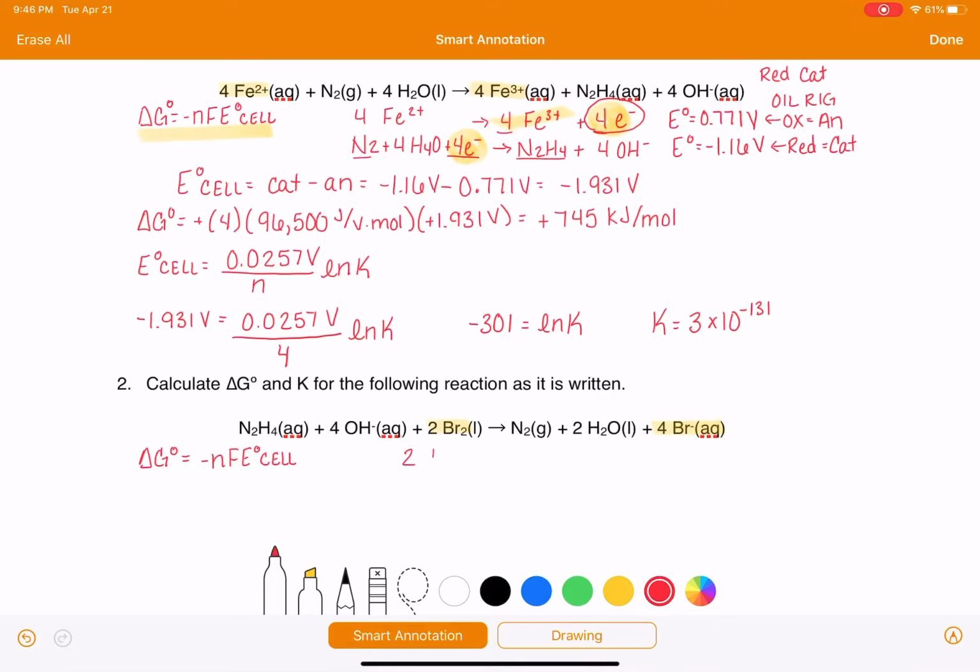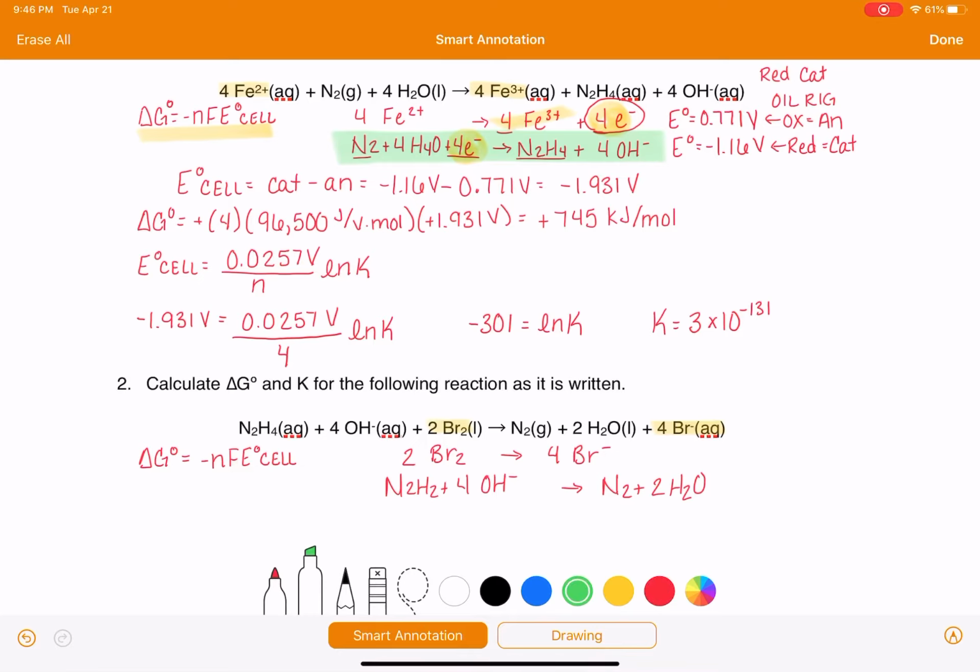We've got 2Br2 going to 4Br minus, and we're going to need to fill some electrons in there. And then our other half reaction, N2H2 plus 4OH minus, going to N2 plus 2H2O. And this is the same reaction that we used up here. There, it is turned around. It's going in the other direction, but that's okay because we know what the E cell is. We can fill that in.